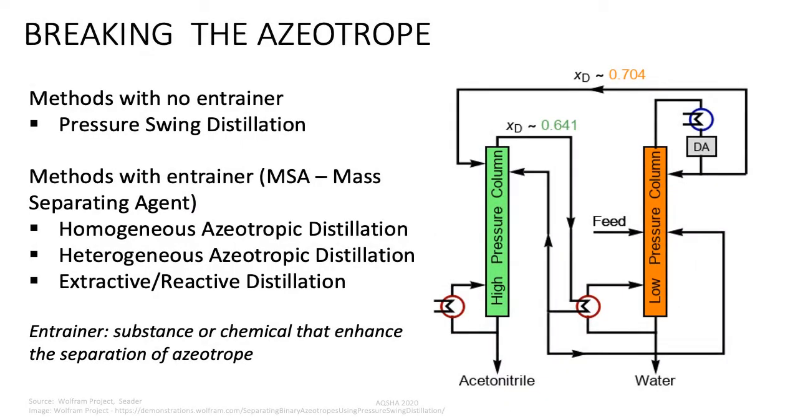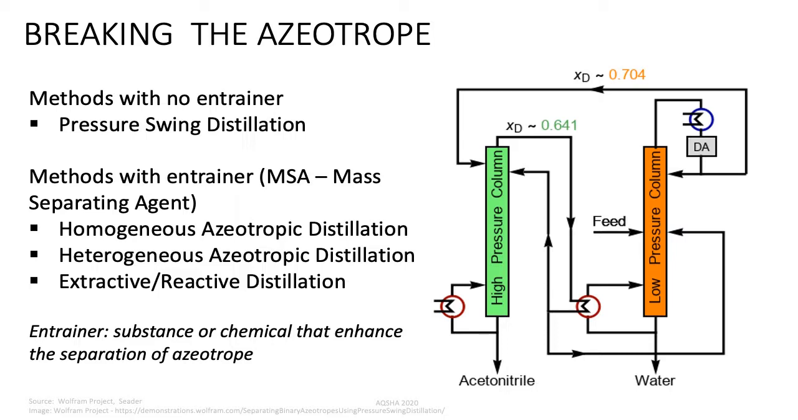Now let's talk a little bit about a few strategies or methods that we can use to break the azeotrope. The first one is the pressure swing distillation. In this method we don't use any entrainer or separating agent. Normally some binary azeotropic mixtures can lose their azeotropic behavior when the pressure of the system is changed.